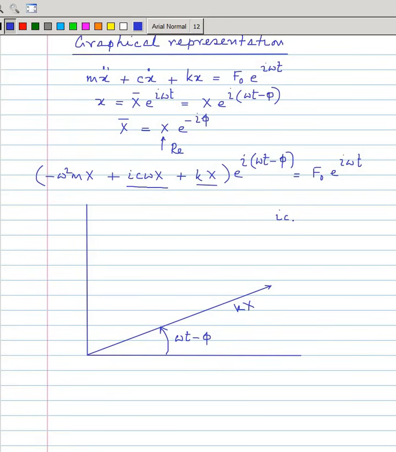Now i c omega X. So i means cos pi by 2 plus i sin pi by 2, so c omega X e to the power i pi by 2. That means you have to add another pi by 2 to omega t minus phi. So actually the second term would be along this, which is leading this by pi by 2. So we put it here, and this angle is actually pi by 2. And this is the same as this, but with a negative sign, so it would be in this direction.